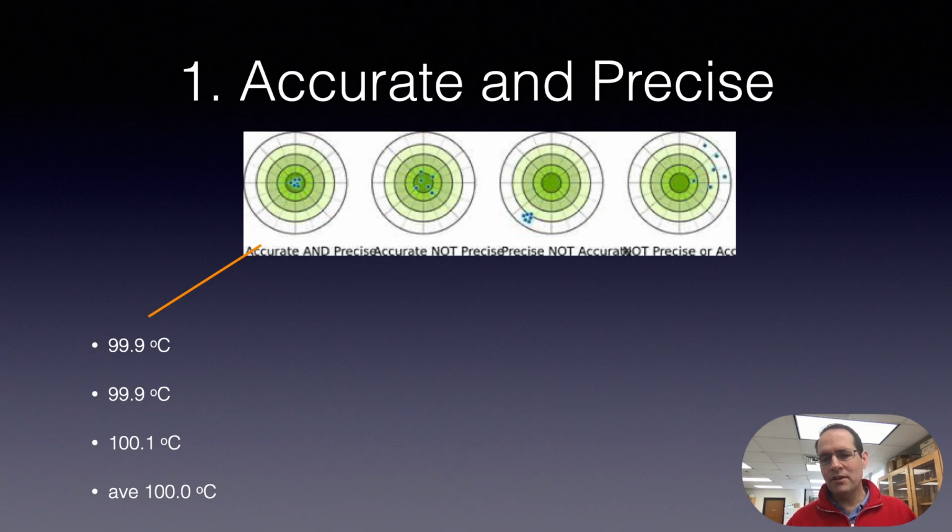We say it's accurate when the average is the correct value, and we say it's precise when there's very little deviation or statistical error in your data.